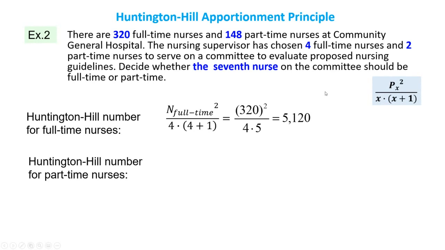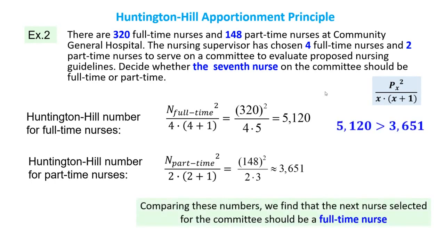Okay, the second group, part-time nurses. Population squared divided by the present representation and divided by present representation plus 1, divided by 2 and by 3. Okay, two Huntington-Hill numbers, 5,000 and 3,000. You see clearly, much better than by the Hamilton method, what number is greater. 5,000 is greater than 3,000. Therefore, full-time nurses deserve the 7th representative.